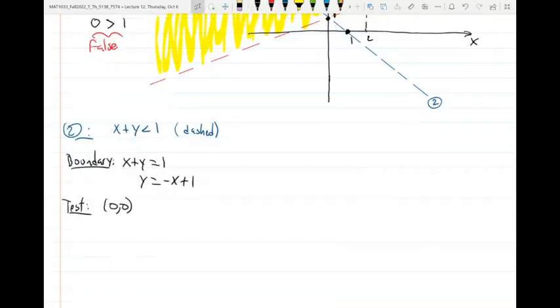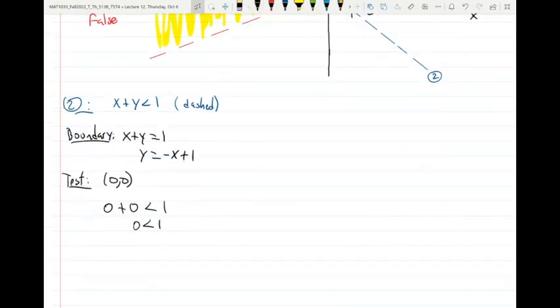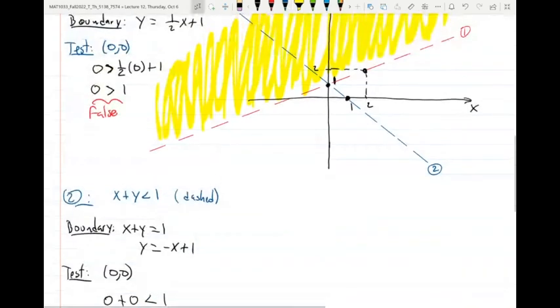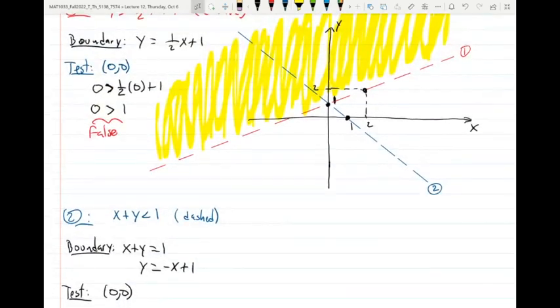So when we plug in 0, 0, what do we get? We get 0 plus 0 less than 1. Yes? So that means 0 less than 1. What do you think about this? Is this true or false? Very true. This is true. So what does that mean? Shade where 0, 0 is. We need to change the portion that contains 0, 0.